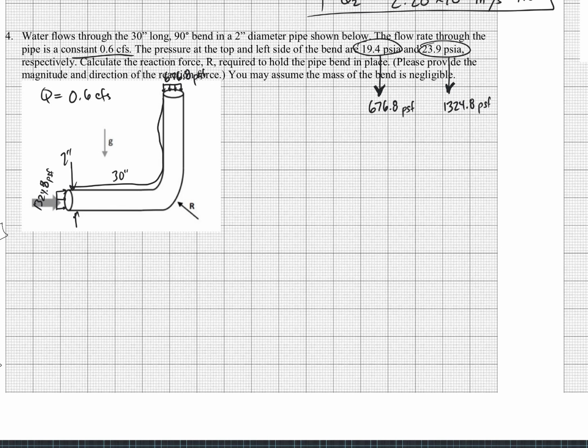What other forces do we have on this thing? Well, in blue we have this momentum flux here and this momentum flux here. And we've got a weight, right? Well, I don't want to do that in blue because that's a force and not a momentum flux. We've got a weight right here. It's the weight of the water, and we're only concerned about the weight of the water because it says you may assume the mass of the bend is negligible. Okay, this problem would have been totally fine difficulty level for a test.